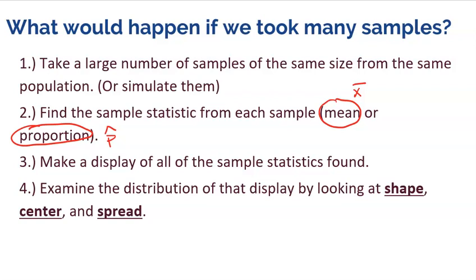And remember, this is all the way back from Unit 1. When you look at a display, you have to talk about the shape of the display, the center of the display, and the spread. Now, if you're a little bit lost, like what the heck is he talking about? Let me clear it up with two examples, one for means and one for proportions.